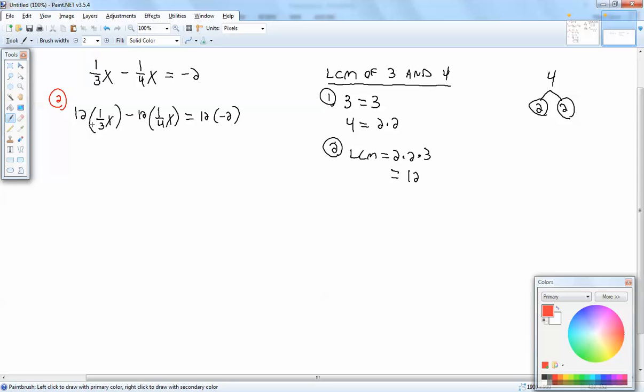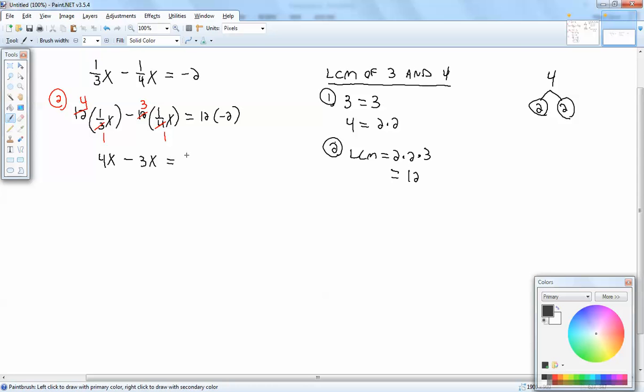Now 3 and 12 are both divisible by 3. 3 divided by 3 is 1. 12 divided by 3 is 4. 4 and 12 are both divisible by 4. 4 divided by 4 is 1. 12 divided by 4 is 3. You know it worked if you got 1's for all of your denominators. Your denominator should disappear.